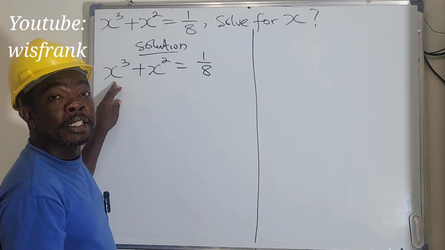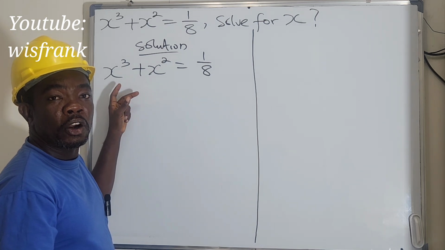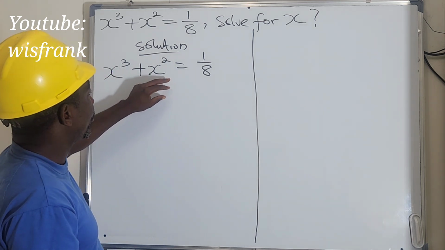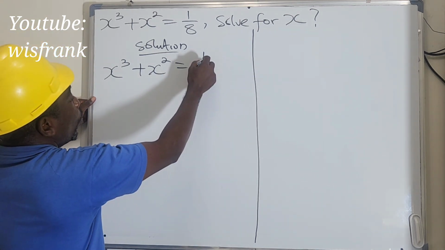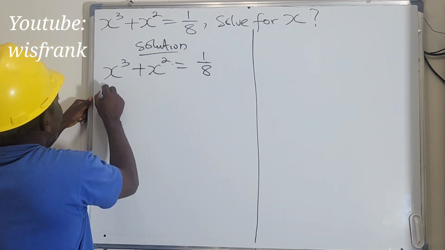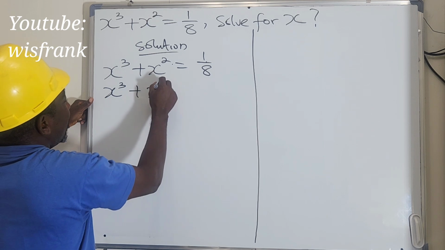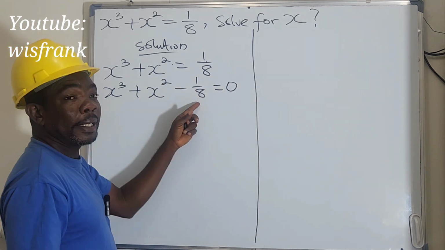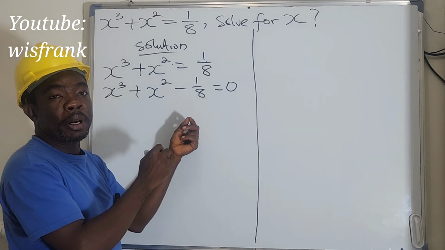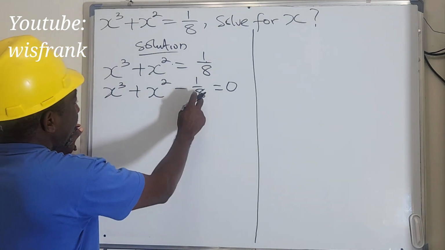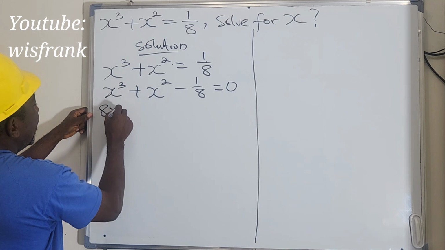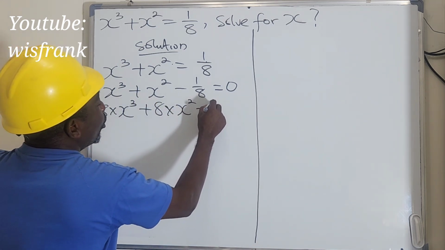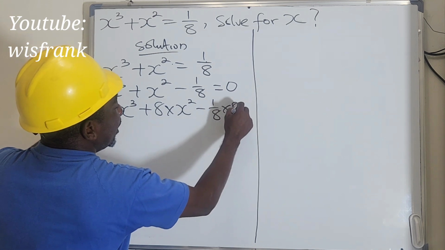Anytime we see that the highest power of x is 3, that means this is a cubic equation. First of all, we can transpose this to the other side. We have x raised to the power of 3 plus x raised to the power of 2 minus 1 over 8 equals 0. To clear this fraction, let's multiply all through by 8. So this will become 8 times x raised to the power of 3 plus 8 times x raised to the power of 2 minus 1 over 8 times 8 equals 0.